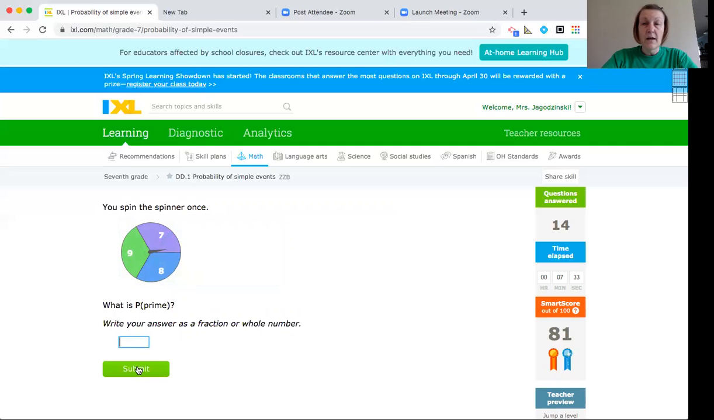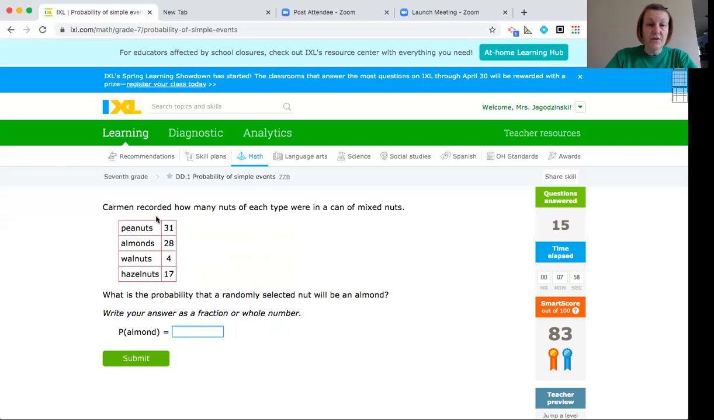So prime numbers. You will get to a question where it asks about what a prime number is. A prime number is any number that is divisible only by itself and the number 1. So my prime number in my spinner here is the number 7. So there's only 1 out of 3.